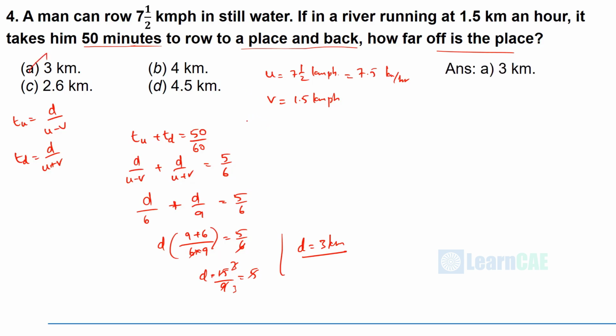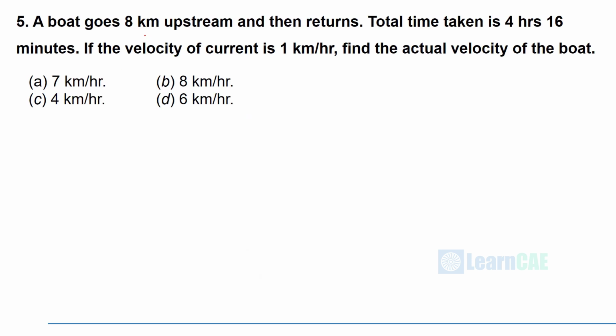Next question. A boat goes 8 km upstream and then returns. So the distance is 8 km. Total time taken is 4 hours 16 minutes. Let the total time be T0, which is 4 hours 16 minutes. If the velocity of the current is 1 km per hour, that is V is equal to 1 km per hour, find the actual velocity of the boat, that is the velocity in still water, U. They are asking to find the value of U.